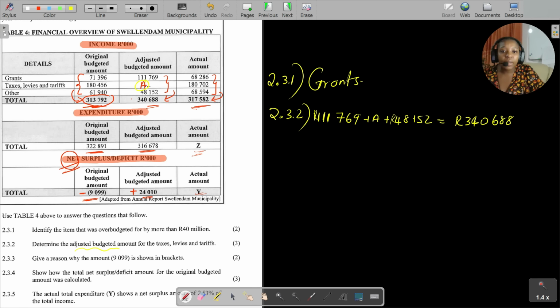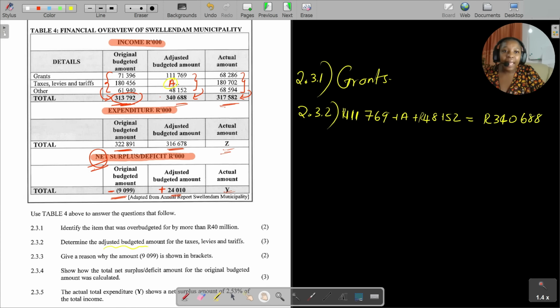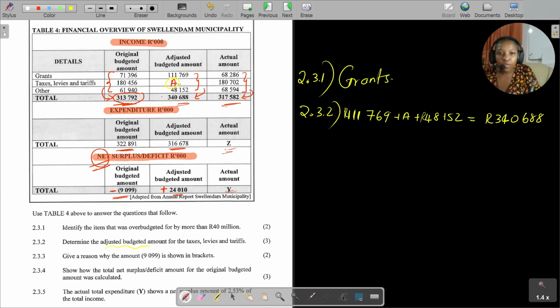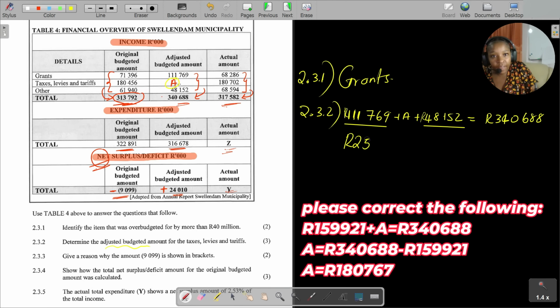Okay, and then all that we want to do here, we want to solve for a. So we want to collect first all the like terms. This amount plus this amount, it's 111,769 plus 148,152. We are getting 259,921 plus the a is equal to 340,688. Then we want to isolate this, because that's what we're trying to solve for. So we want it to be on its own.